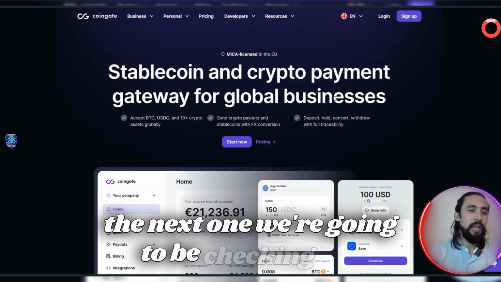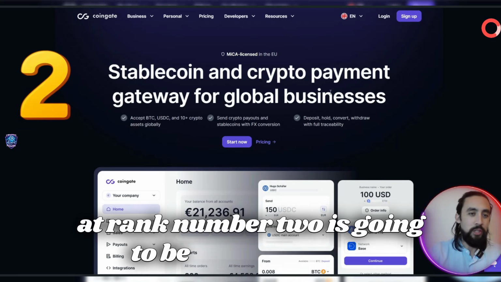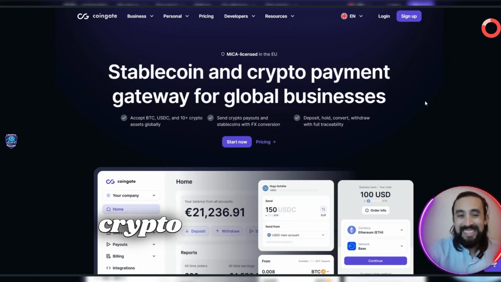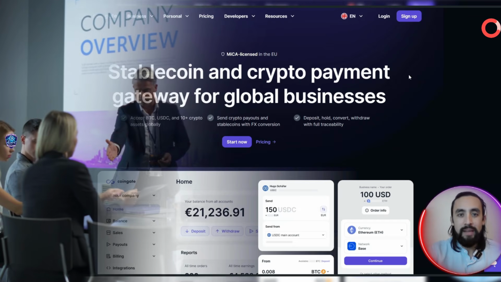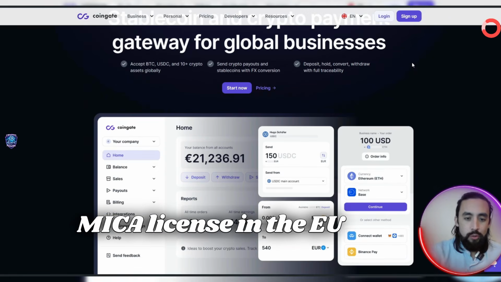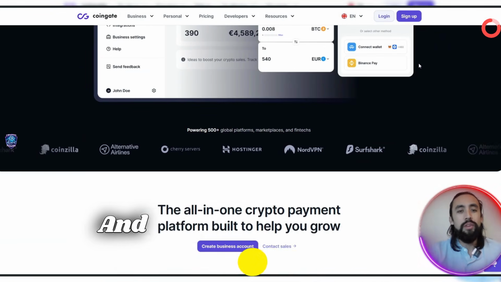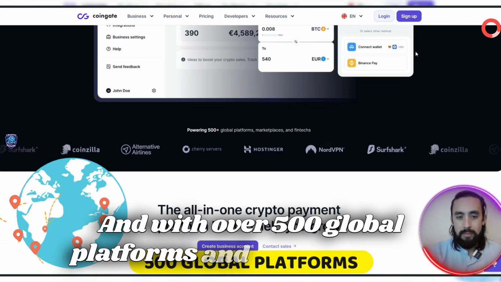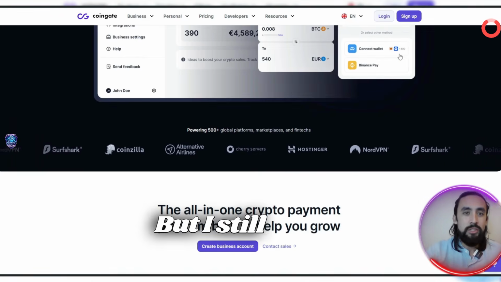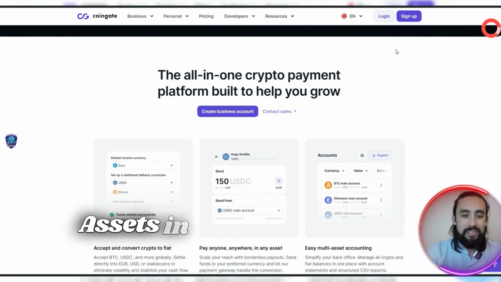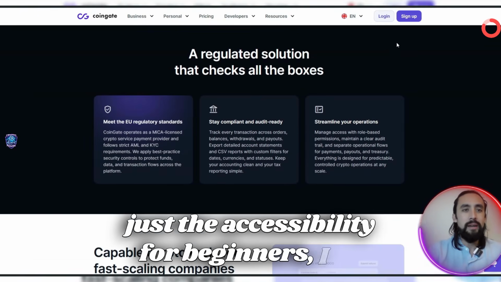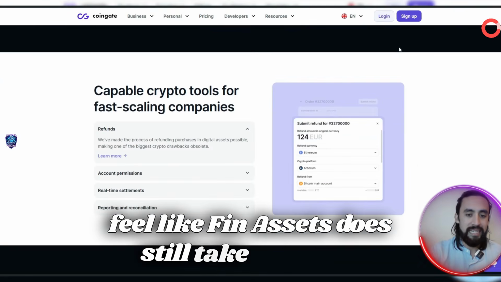The next one we're going to be checking out at rank number 2 is going to be Coingate here. So it's essentially another stablecoin and crypto gateway designed for businesses. Now, in terms of their licensing, they do have that MiCA license in the EU, which is actually pretty good. And with over 500 global platforms and marketplaces, it does make Coingate a pretty reasonable choice. But I still do feel like, compared to Finassets, in terms of the actual fees themselves and just the accessibility for beginners, I do feel like Finassets does still take the cake.